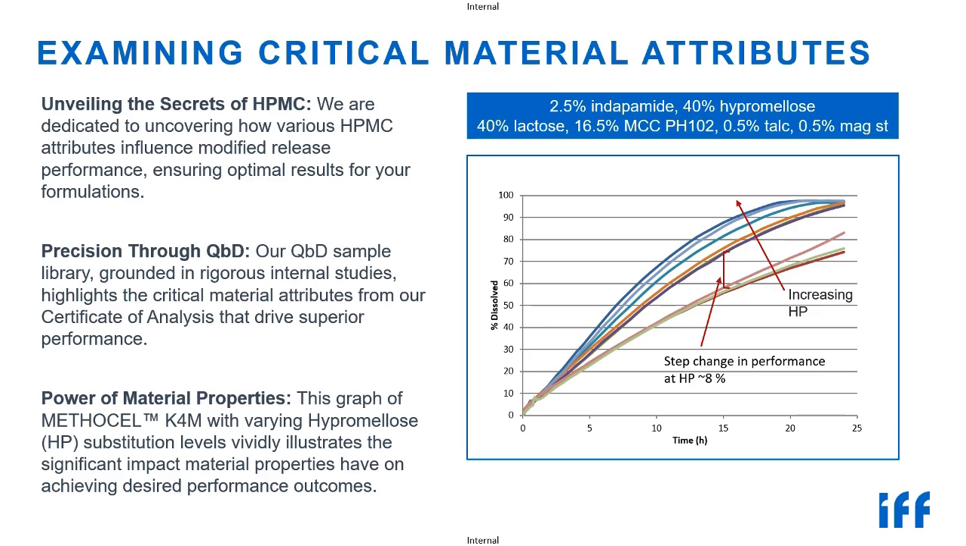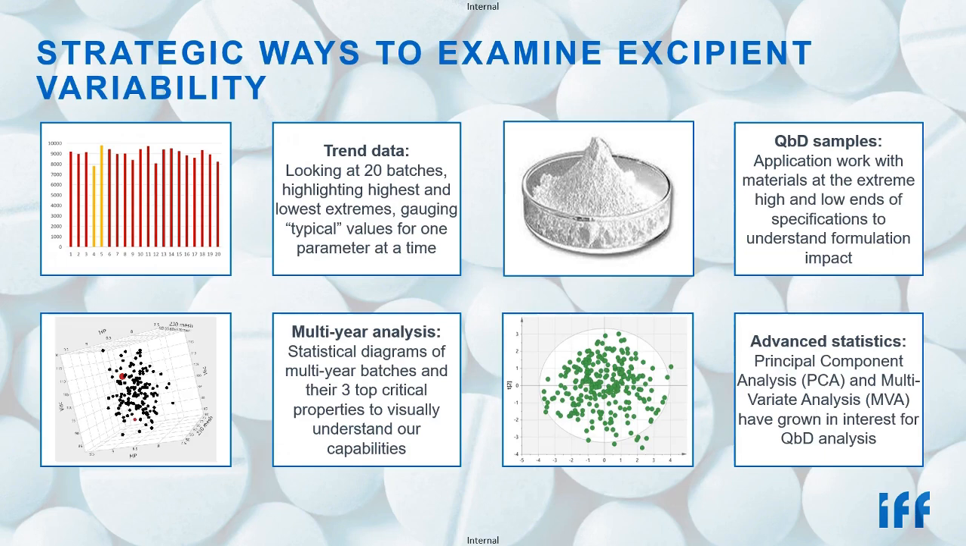In the next few slides, we will discuss some of the ways through which we can examine excipient variability. There are different ways through which we can examine excipient variability, which is usually inherent in an excipient. We can look at the trend data based on 20 batches. Also, we can provide our customers with some quality by design samples, which they can use in their application work to understand the impact of some of the key attributes. These quality by design samples will have high and low ends of specification.